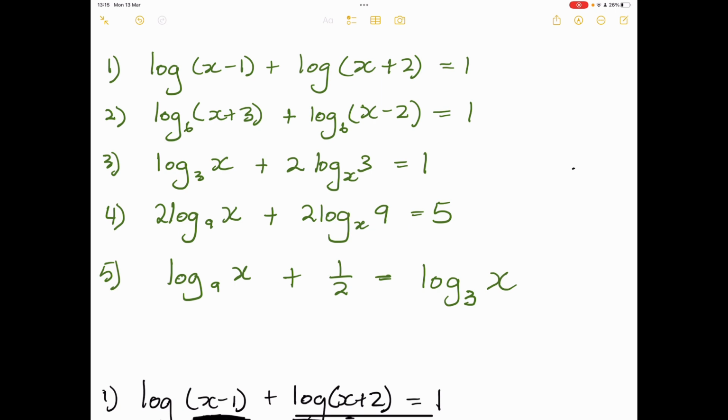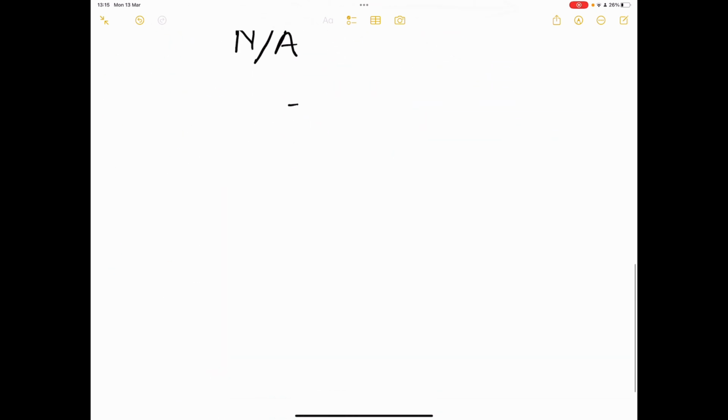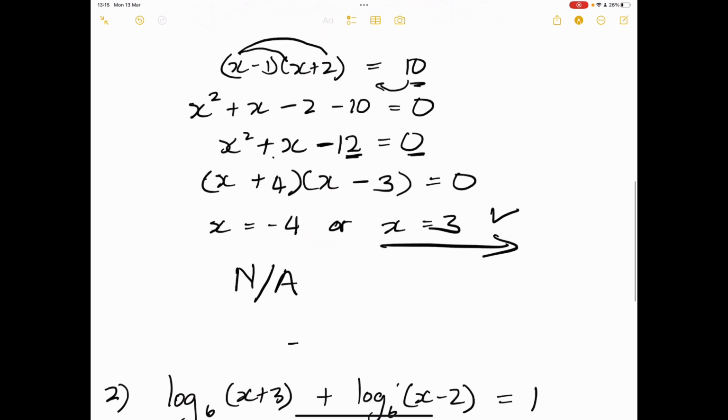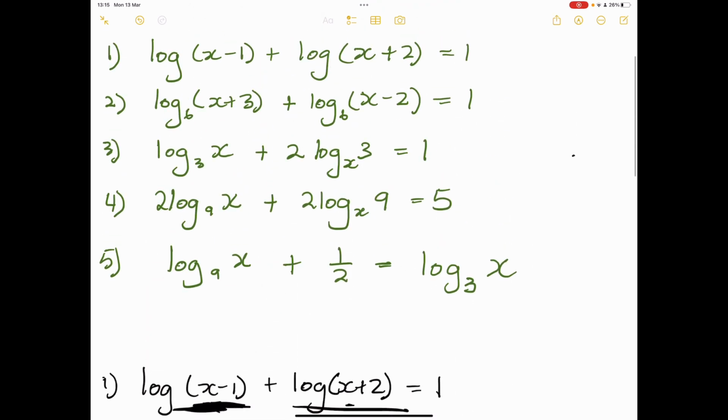So log base 6 of (x plus 3) plus log base 6 of (x minus 2), which I believe is also equal to 1. Let's just verify that.